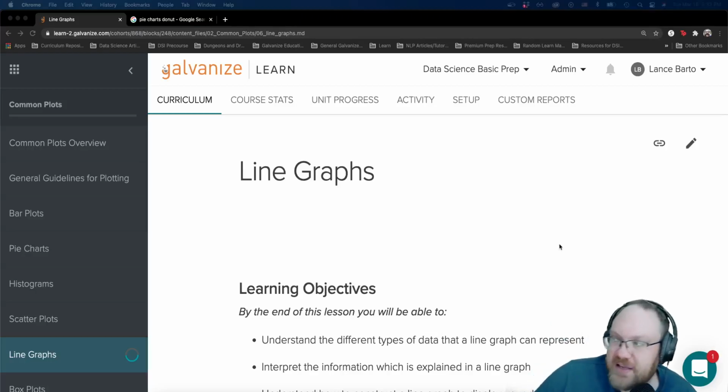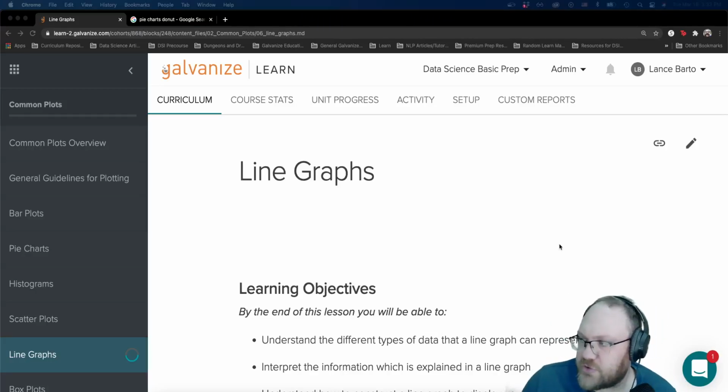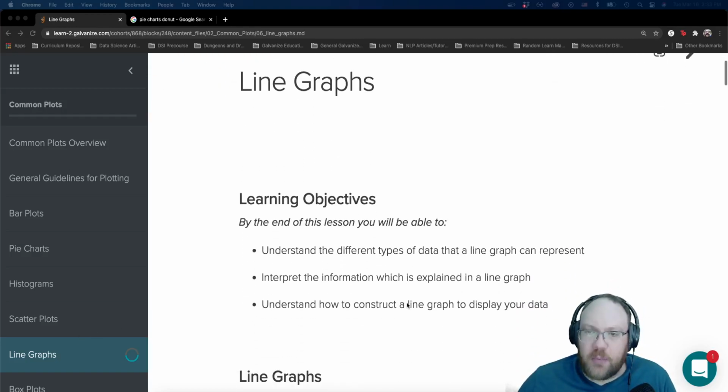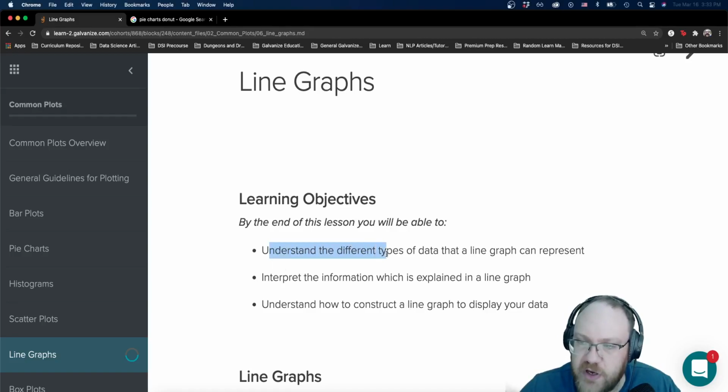So, for the next lesson, we're talking about line graphs, which is sort of like, as I mentioned, a cousin to the scatter plot. A lot of the same things that you would see on a scatter plot, you'll also see on a line graph, right? But we want to make sure we understand the different types of data that a line graph will represent and interpret the information on a line graph as well as how to construct a line graph, right?